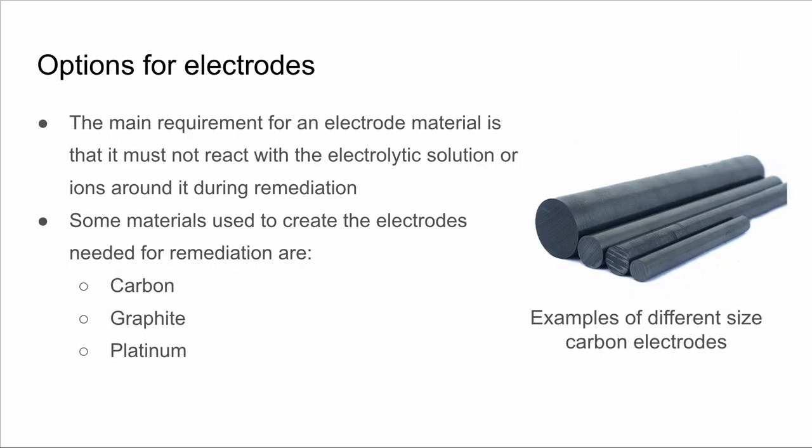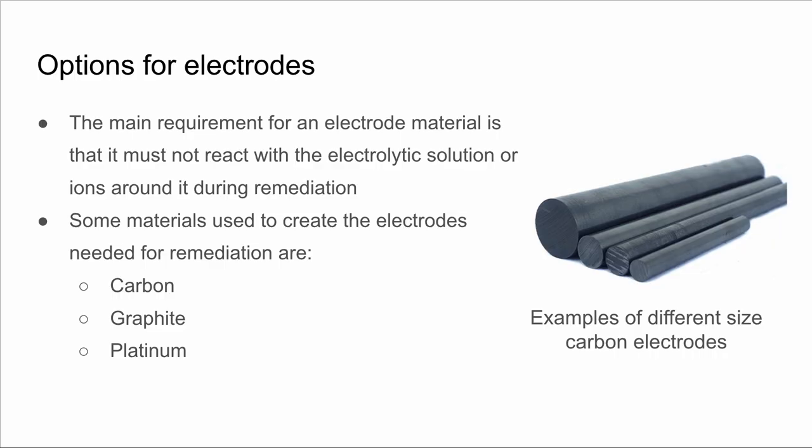Now let's look at some of the electrodes that can be used. There are many different materials that can be used to make electrodes for electrolytic remediation, but whatever is used must not react with the electrolytic solution or the ions around it during the process. Essentially, the electrodes must be inert.